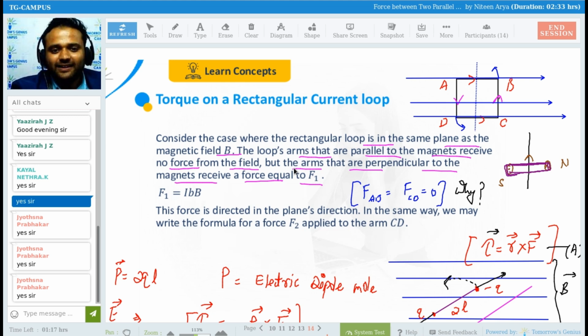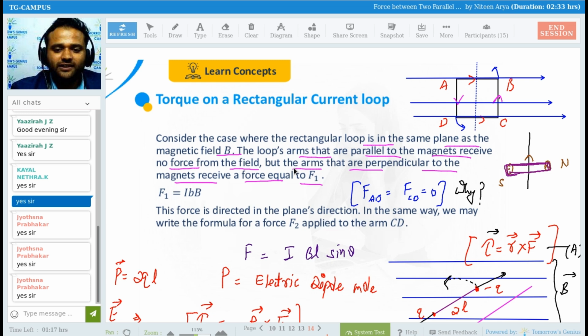Very basic formula. That's why I'm saying keep your eyes and mind open to it. More than your eyes, mind. F equals IBL sin theta. Clear? So here theta is 0 degree and sin 0 is 0.